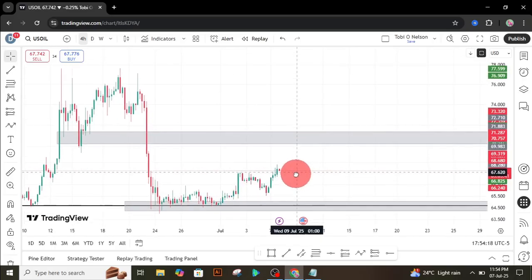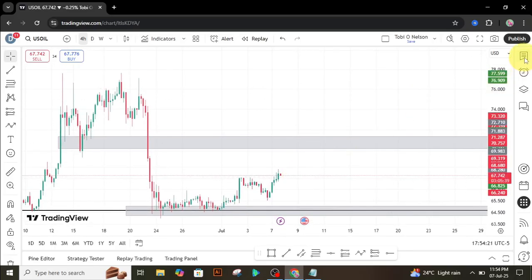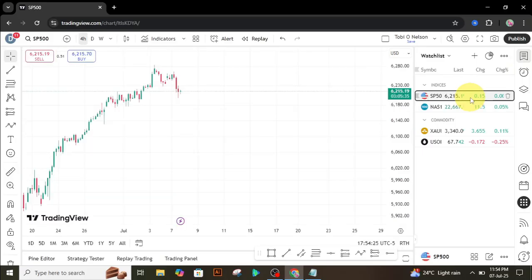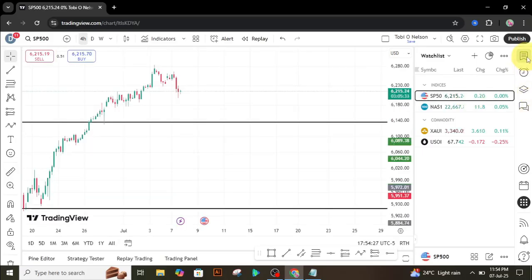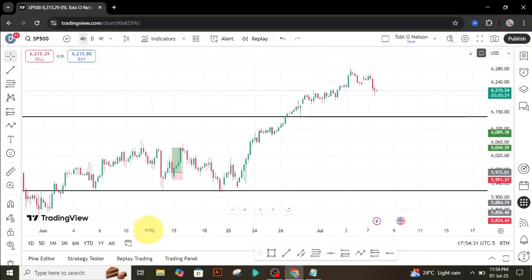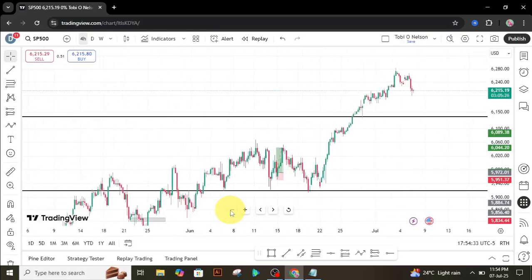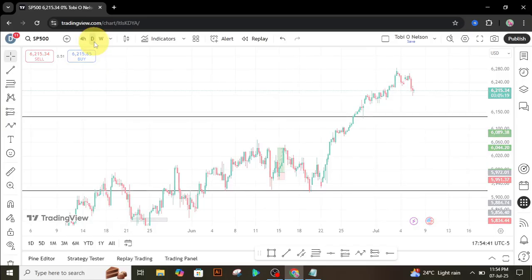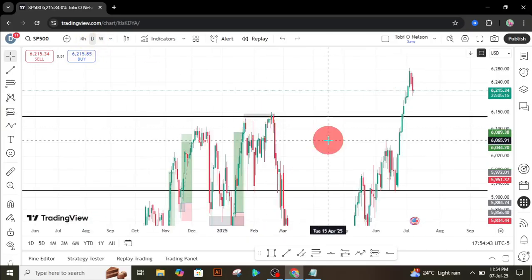So let's look at other assets. Okay, now let's look at S&P 500 for a moment. So what was the first thing I said? Look for the recent demand and the recent supply. So now we are going to come to daily time frame so that we can better see where that is.